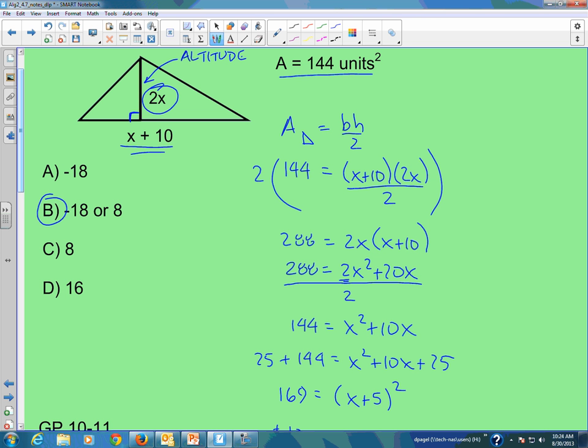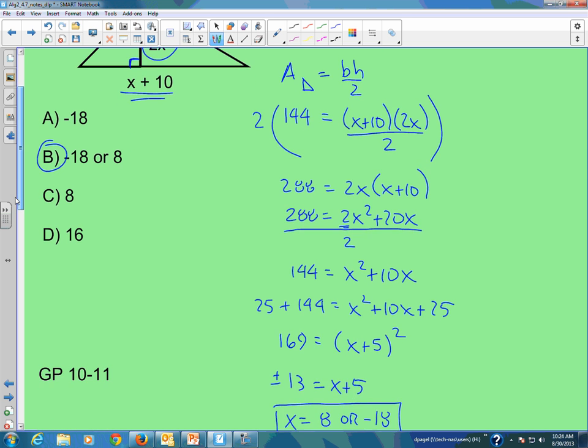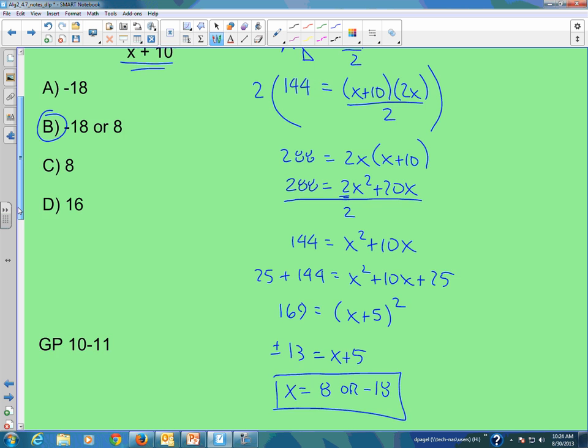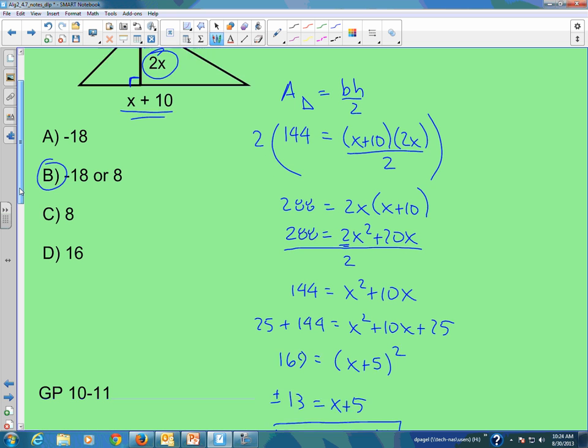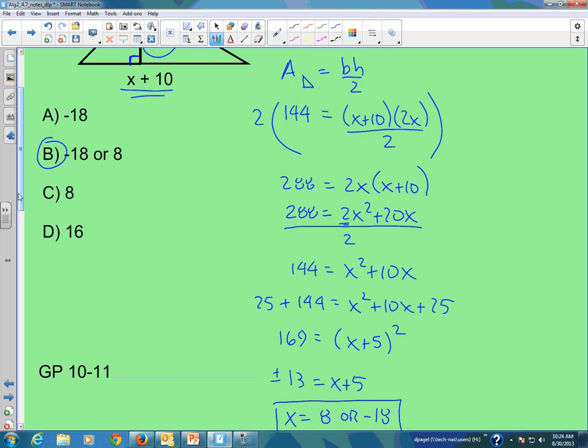interpret whether or not that makes sense. So we found that answer, but do they make sense? Can I actually have a negative length for my triangle? Even though I get a negative 18 there, 2 times negative 18 is negative 36, negative 18 plus 2 is negative 8. So that really doesn't make sense. Even though I found the answer, you have to apply it to the given situation.